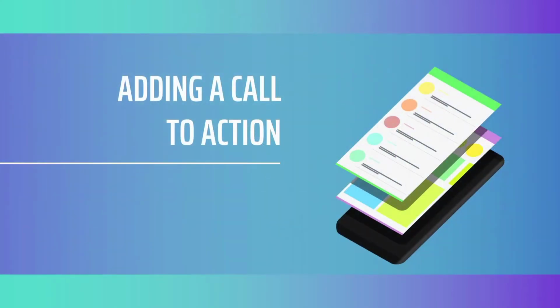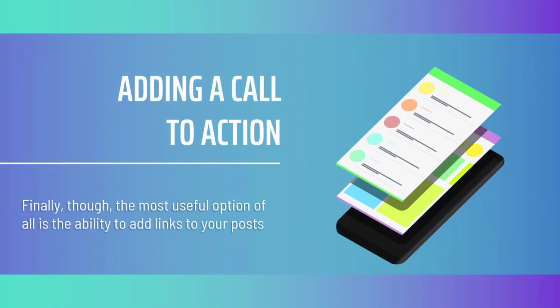Adding a call to action. Finally, though, the most useful option of all is the ability to add links to your posts. This is one area in which Snapchat drastically outperforms Instagram. Whereas Instagram requires users to have 10,000 followers or a verified account before they will be able to use links through the swipe up method, Snapchat lets you add any URL you like right away.